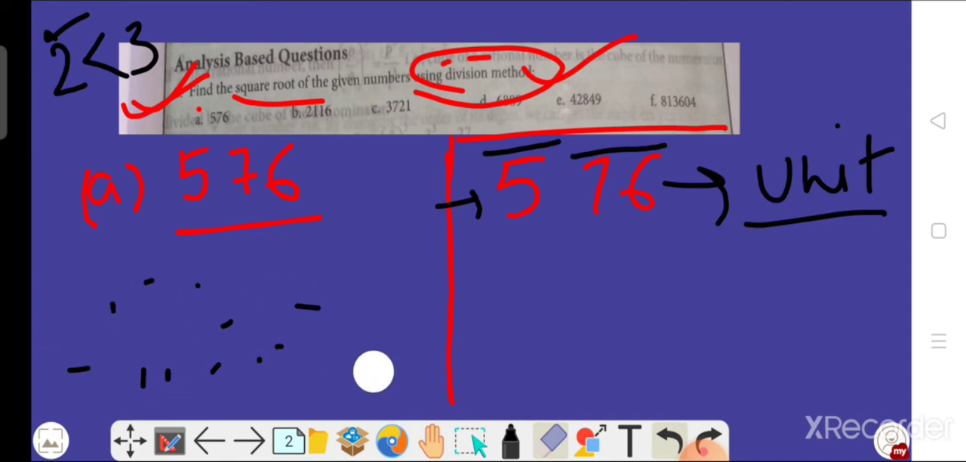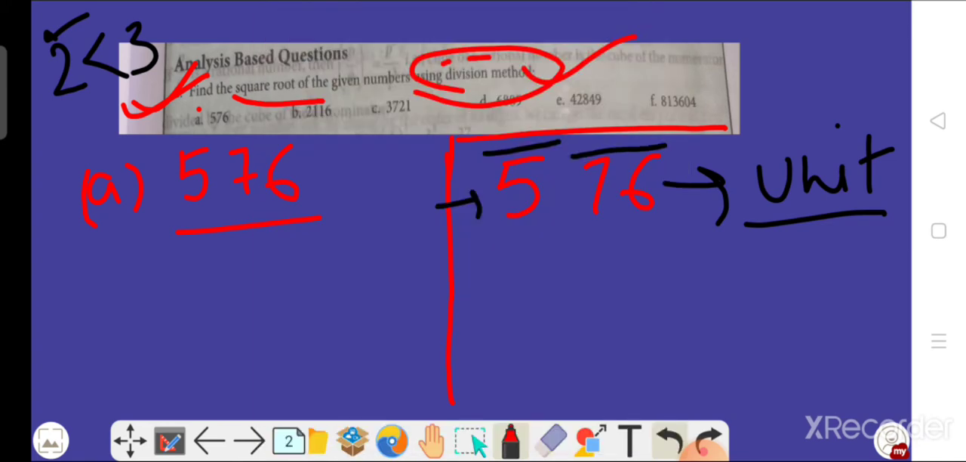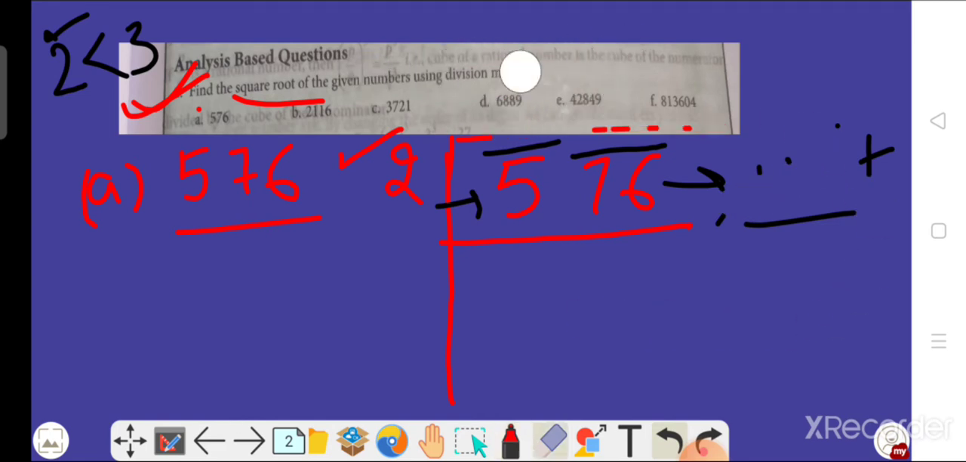So now what we have to do? We have to take 2 as divisor. Okay. And beta, in case of the division method of finding square root, divisor and quotient are the same. Like 2 is the divisor, so the quotient must be 2. So quotient is 2 beta. What is quotient beta? 2. Clear?